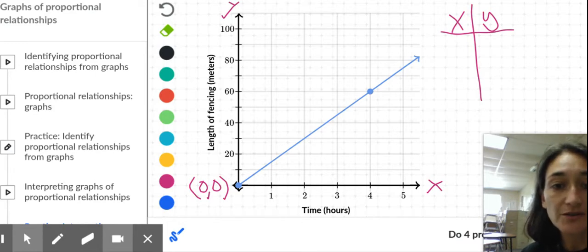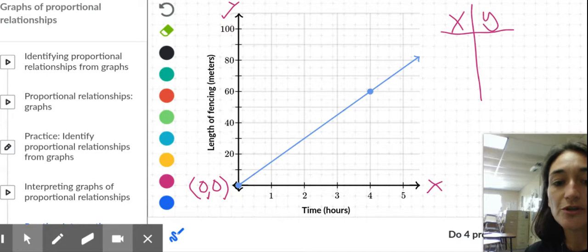So I have this graph with the y-axis labeled up top there with the length of fencing in meters, and they're counting by 20s is what they're labeling on there, but you can see the halfway points. So really they're counting by tens. And on the x-axis that runs across the bottom, they're talking about time in hours.